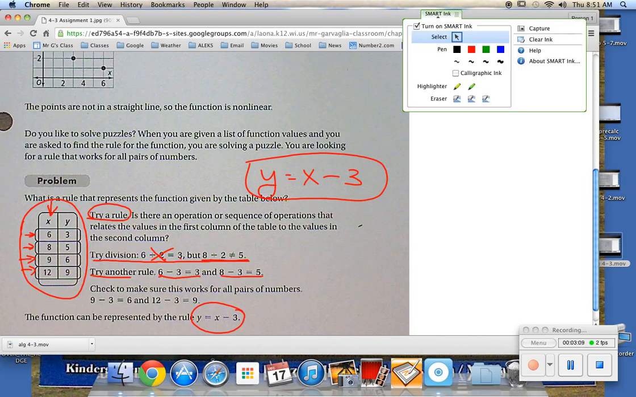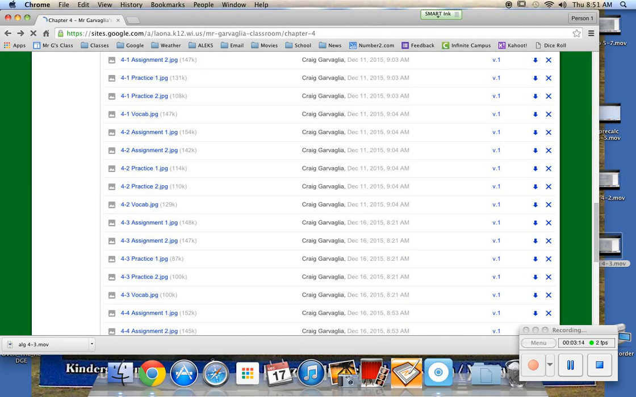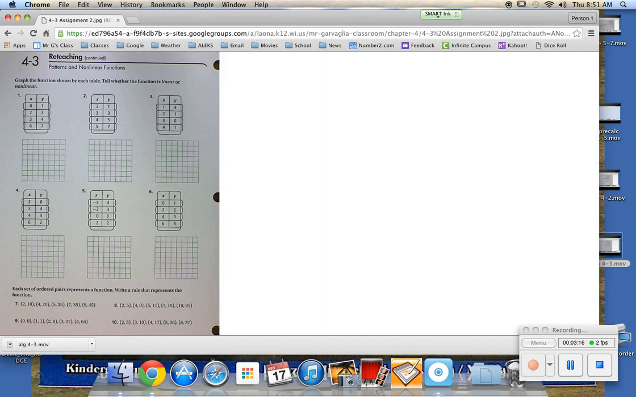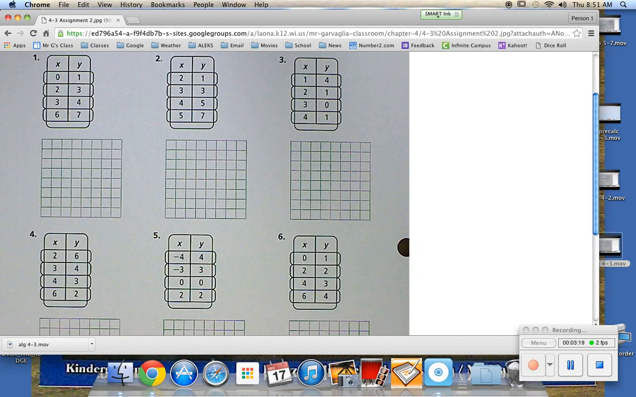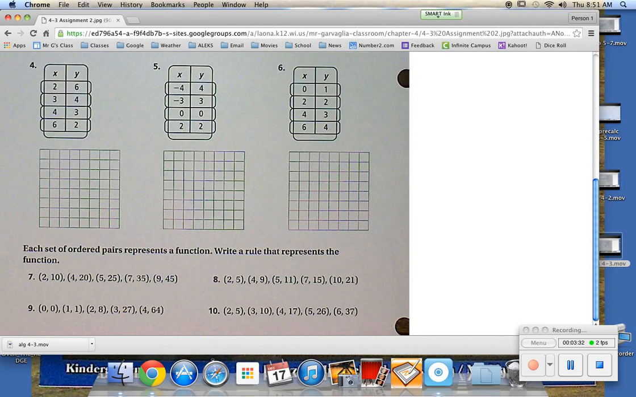So let's take a look at the assignment. Okay, the first part of the assignment, again, we're taking a table. We're going to plot those points in the graph, and we're going to determine whether it's linear or nonlinear. The second part is we have a set of ordered pairs. Write the rule that represents this function. All right, what is happening in this function? And again, maybe you want to put it into a table form that's going to be easier to look at.